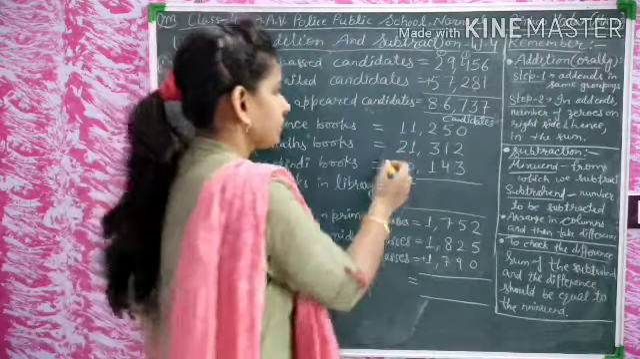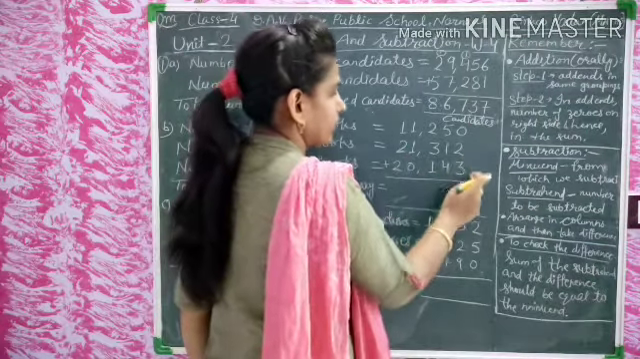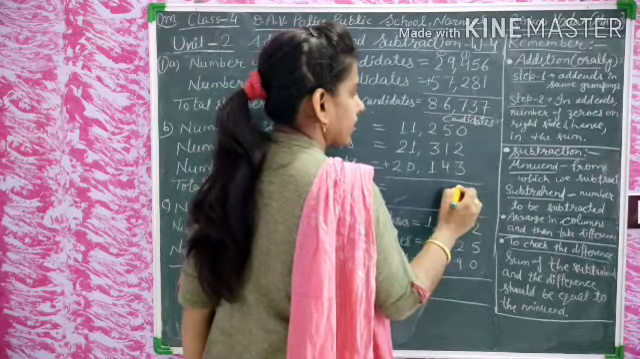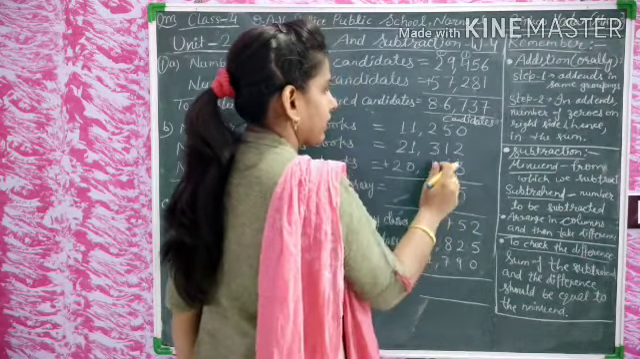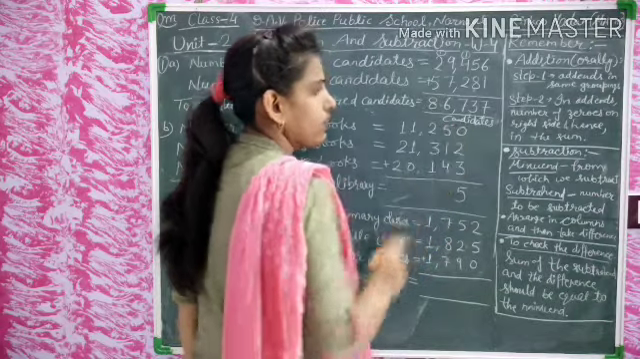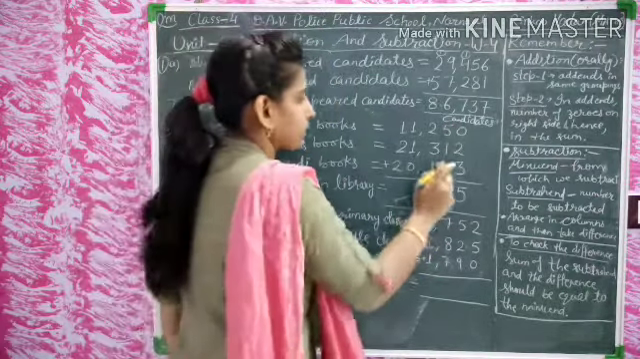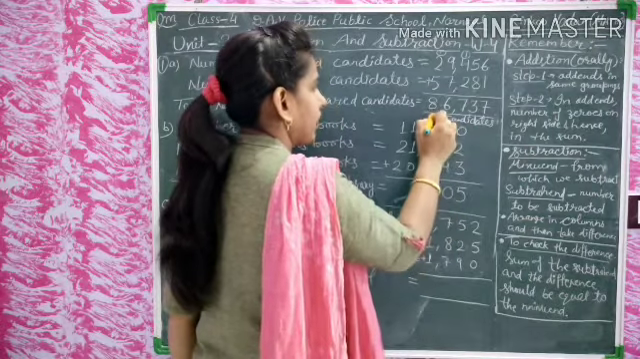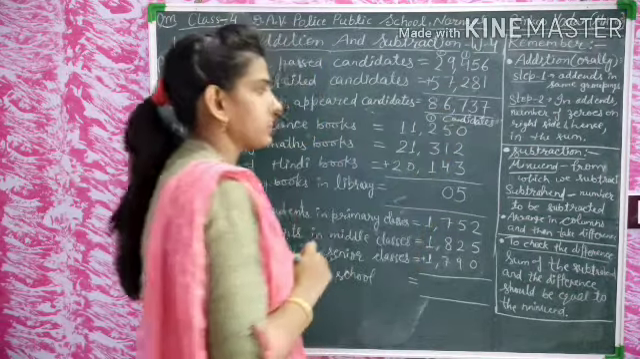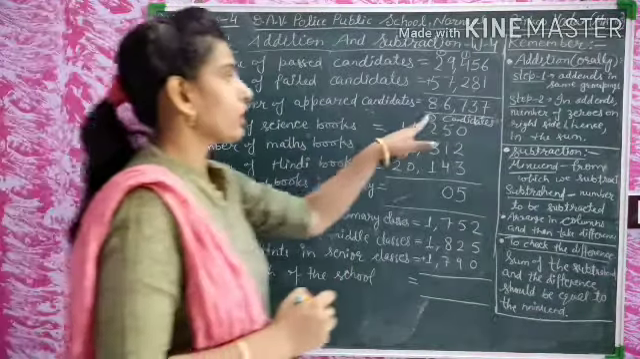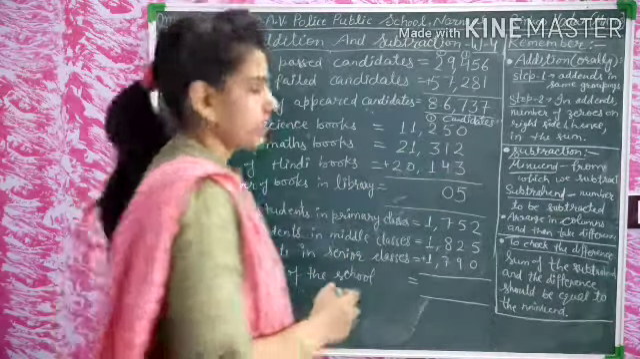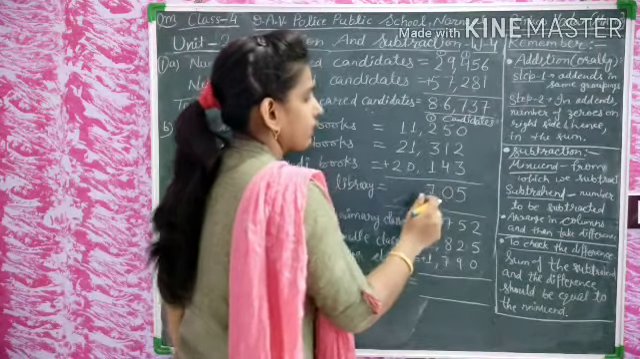So students, we are adding the ones place digits first. 3 plus 2 is 5, 5 plus 0 is 5. Adding the tens place digits, 5 plus 1 is 6, and 6 plus 4 is 10, so 0 tens and 1 hundred carried. 1 plus 2 is 3, 3 plus 3 is 6, 6 plus 1 is 7. There are 7 hundreds.